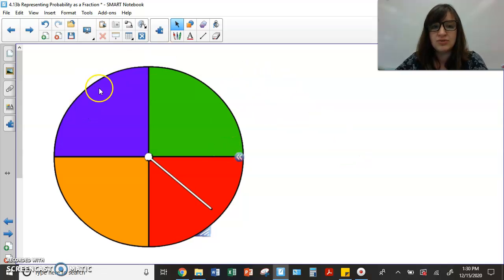So you can say there's a 1 out of 4 chance of landing on red. There's a 1 out of 4 chance of landing on green. Same thing for purple and orange. But you could also say there is a 2 out of 4 chance of landing on purple or green, because you're including both of them together.